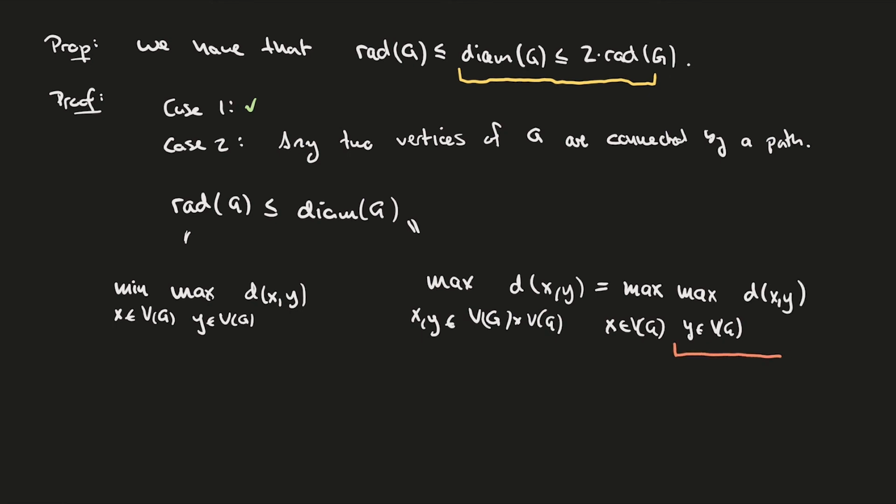And we now see that this expression also occurs in the definition of the radius of G. However, in the case of the diameter, we're taking a maximum over this expression, while in the case of the radius, we're taking a minimum over this expression, which means that the former is larger or equal than the latter. And this is exactly what we wanted to show. And this concludes the proof of this proposition.